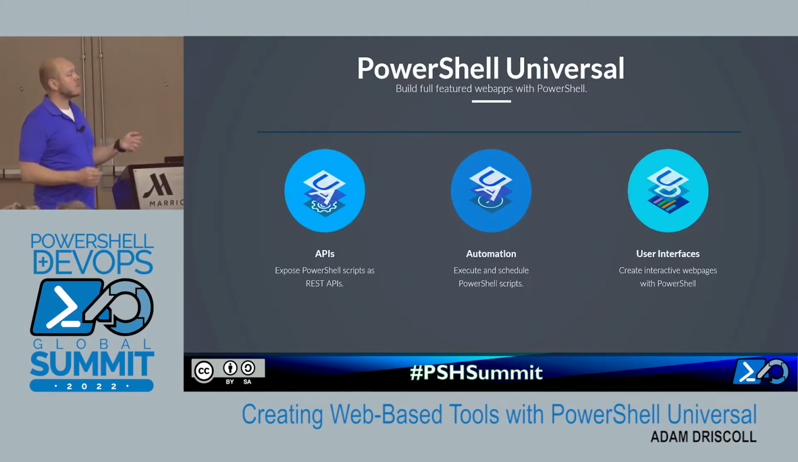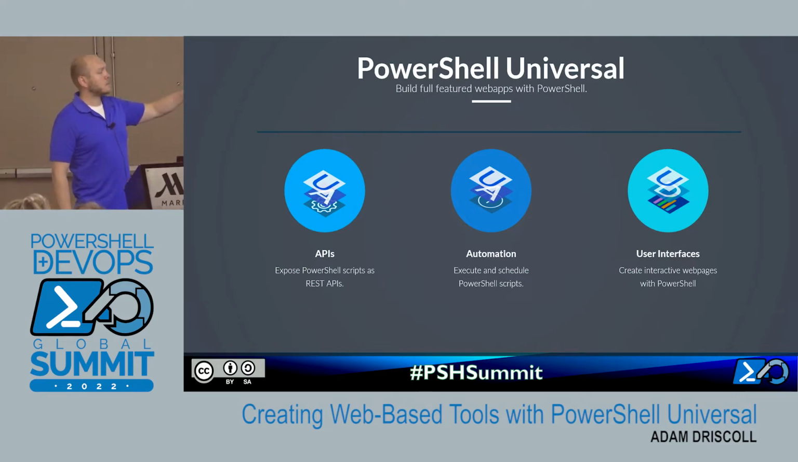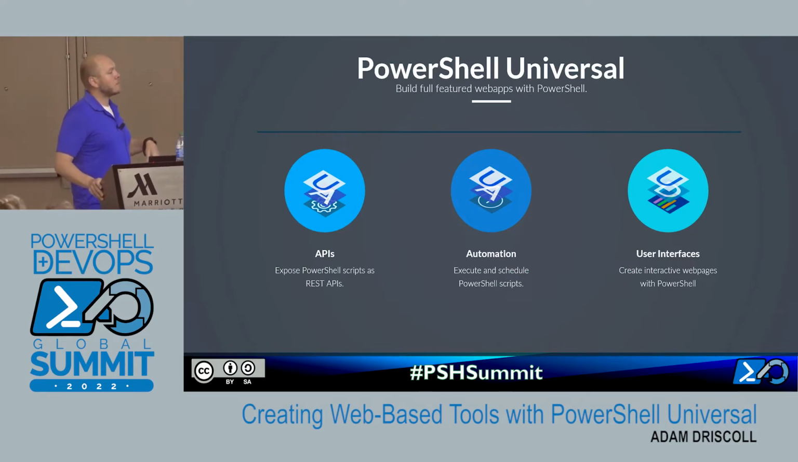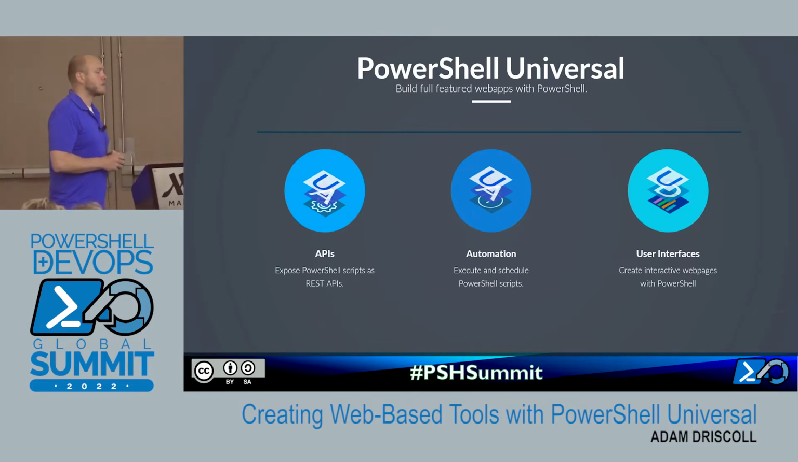So what is PowerShell Universal? It kind of has three major feature groups. APIs, like REST APIs. Automation, which are scripts, and we have in-browser terminals, schedules, that kind of thing. And then user interfaces. So we have a couple different ways to actually make user interfaces. I'll be showing off mostly the page designer today, but we also have Universal Dashboard integrated in here as well.